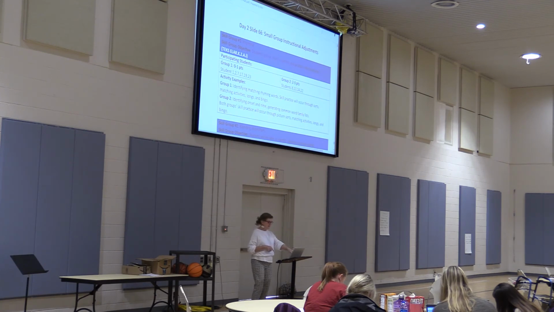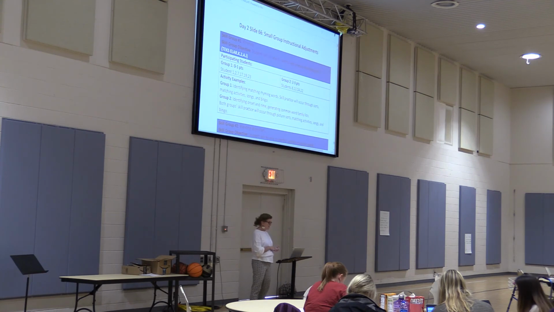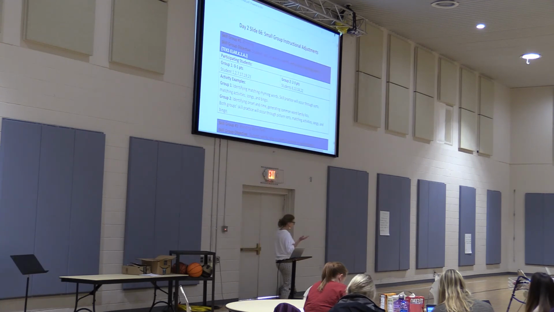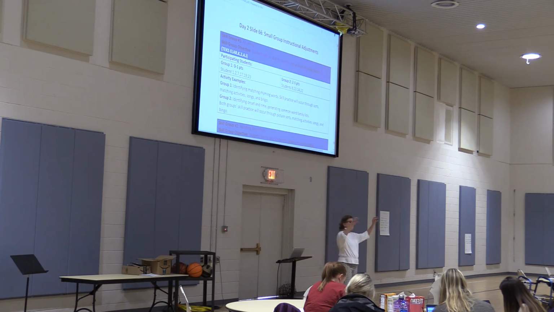Do you see that? That's the way this teacher's doing it. Students 1, 2, 7, 17, 19, and 23 are in one group, and 8, 13, 14, and 22 are in another group. So it looks like with rhyming, she had 10 students that she wanted to do further small group instruction with, and then she broke them into two separate groups. That's what she chose to do.